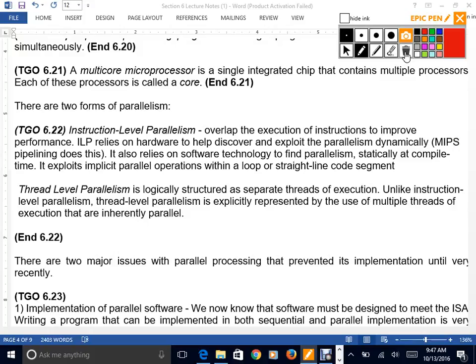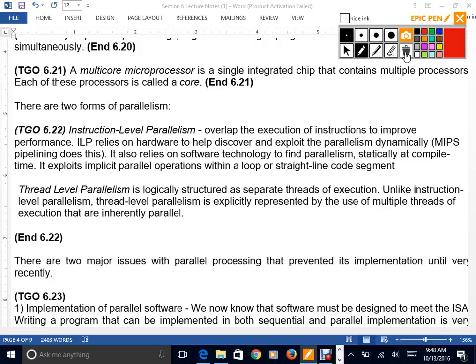ILP relies on hardware to discover and exploit parallelism dynamically. So in this case, the hardware is discovering that you can do fetch, decode, execution, memory, and write back in different stages. And if I'm not using that stage anymore, I can use that for the next instruction. So it's running the instructions in parallel, but they're slightly off, right? You have to worry about timing. You have to worry about control hazards, data hazards, and structural hazards.